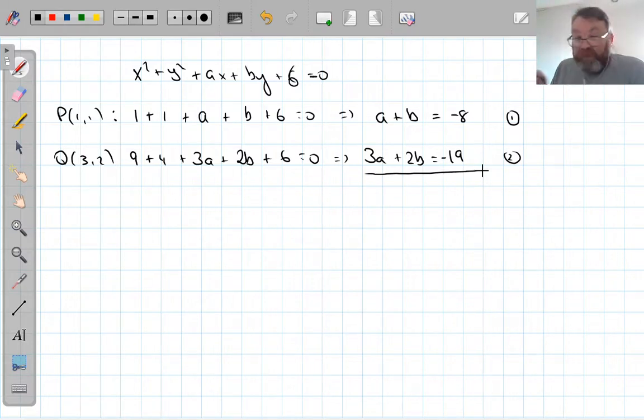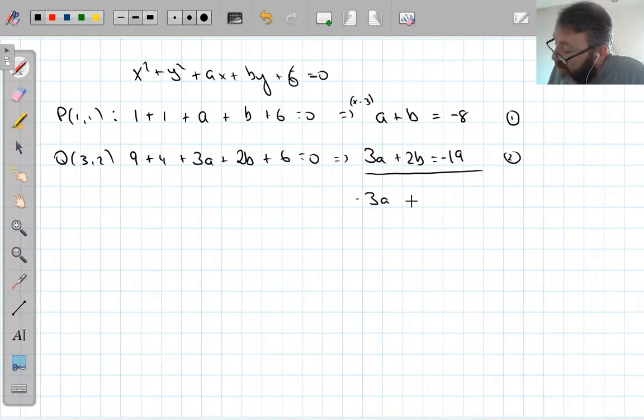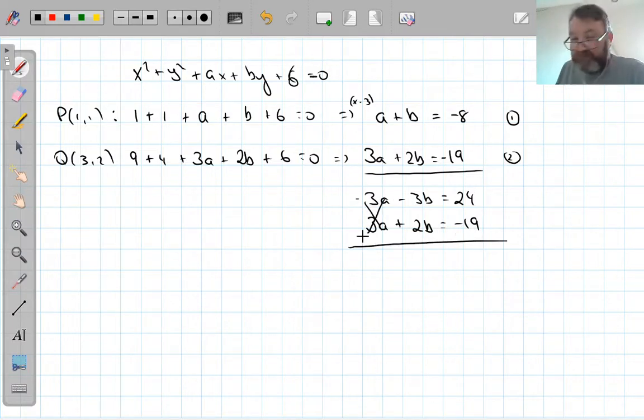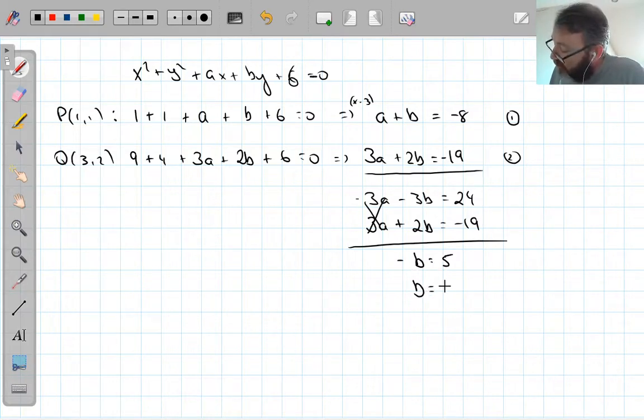Okay, neither of them have opposing signs, so I suppose the easiest thing to do here would be to multiply the top line by minus 3. And when you multiply the top line by minus 3, you'll get minus 3a minus 3b is equal to minus 3 by minus 8, which is plus 24. Underneath that then, keep the second equation the same, 3a plus 2b equals minus 19. And when you do that, the a's cancel. See? Minus 3b plus 2b is minus b, and 24 minus 19 is 5. So if minus b is 5, b must be minus 5.